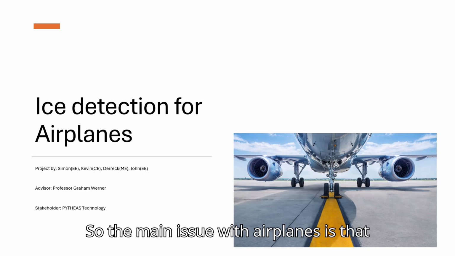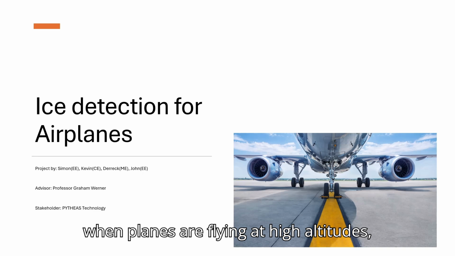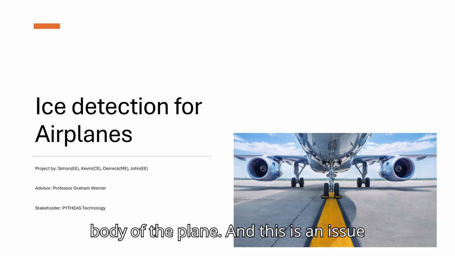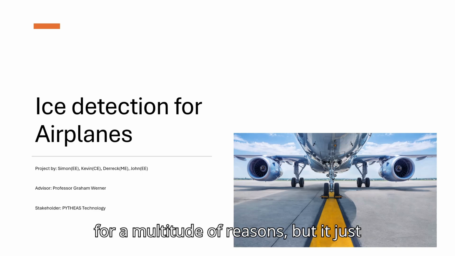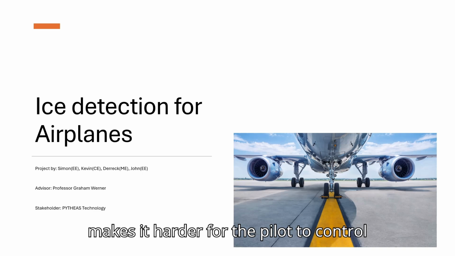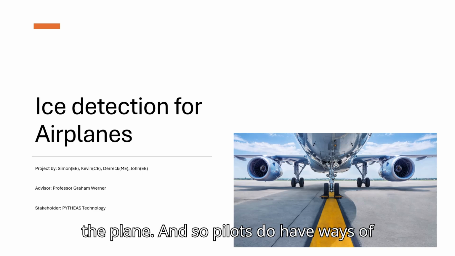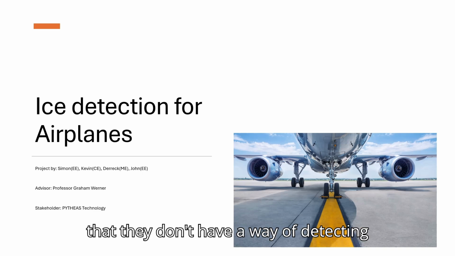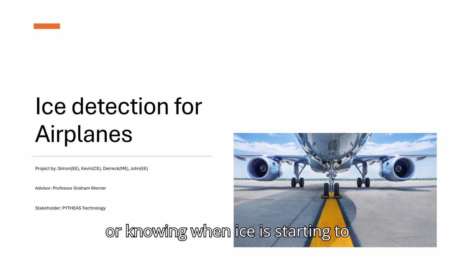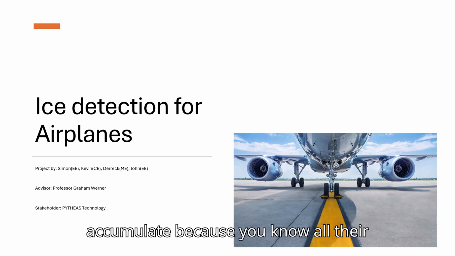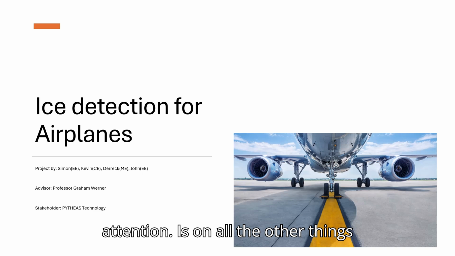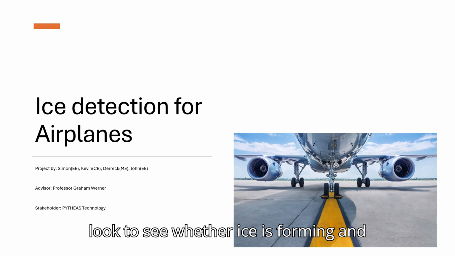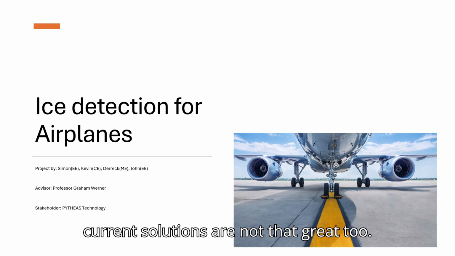So the main issue with airplanes is that when planes are flying at high altitudes, it tends to get very cold and ice starts to form on the wing of the plane and the body of the plane. And this is an issue for a multitude of reasons, but it just makes it harder for the pilot to control the plane. And so pilots do have ways of de-icing the plane, but the issue is that they don't have a way of detecting or knowing when ice is starting to accumulate because all their attention is on all the other things that they're doing, and it can be hard to look to see whether ice is forming, and current solutions are not that great too.